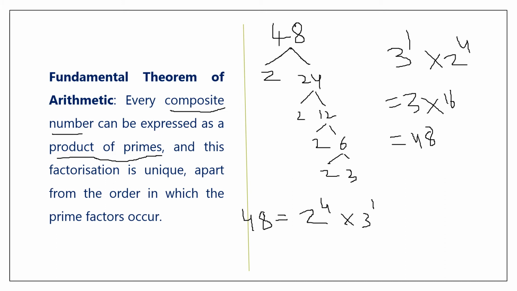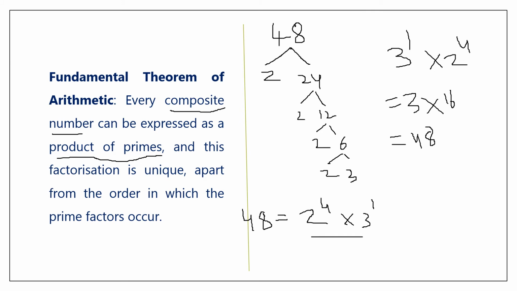Therefore, every composite number we can write as a product of primes, and this product of primes is unique, and the order of primes can be anything. The order can be changed. This is the meaning of this. Okay, in this way you can write every composite number as a product of primes, and this is called prime factorization.